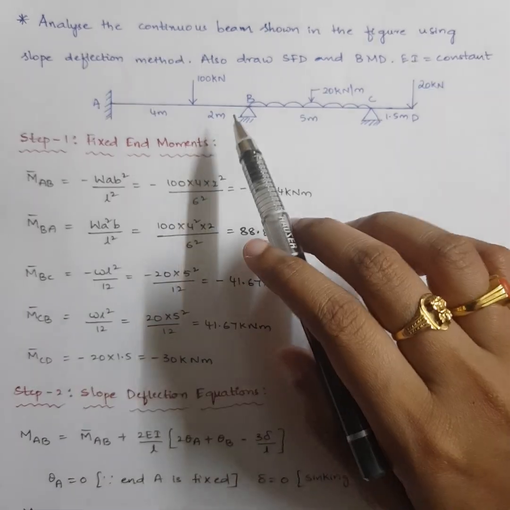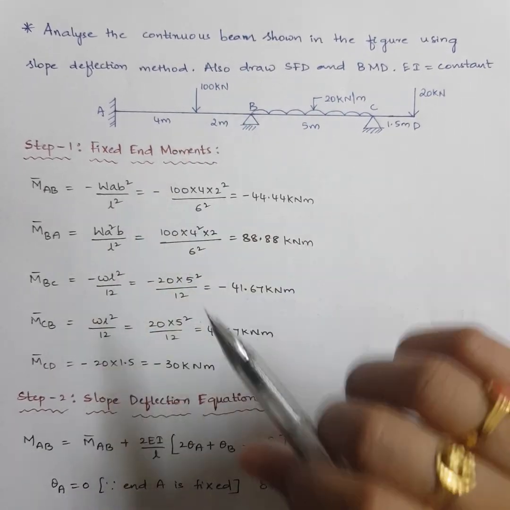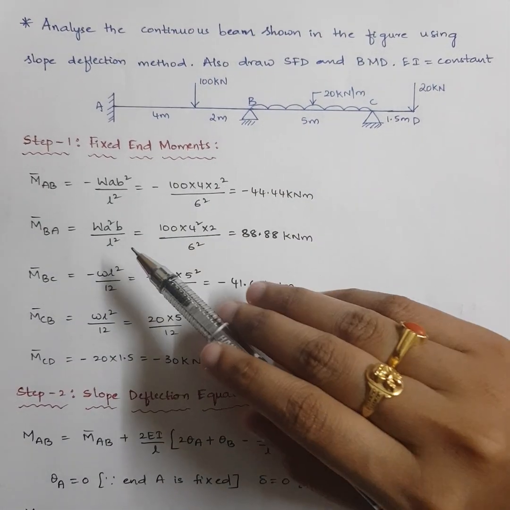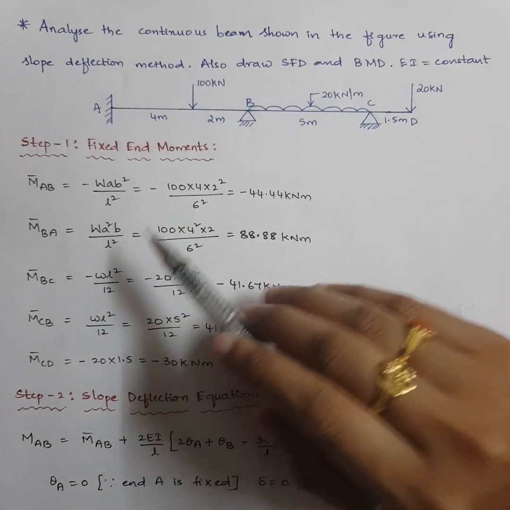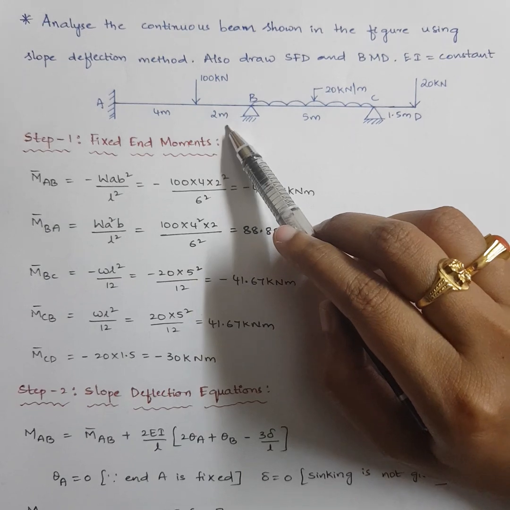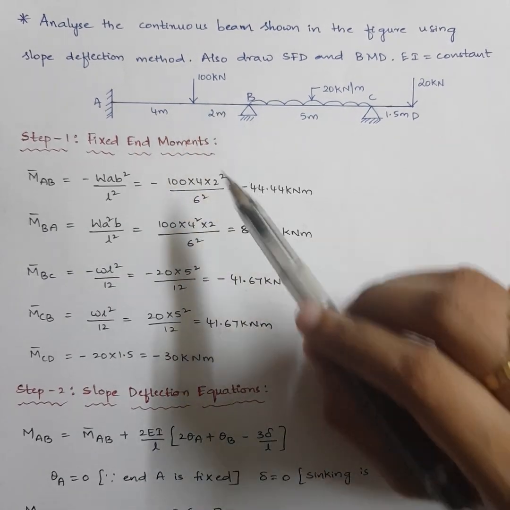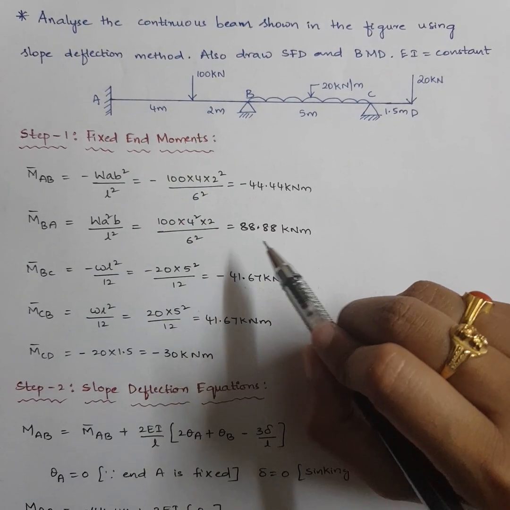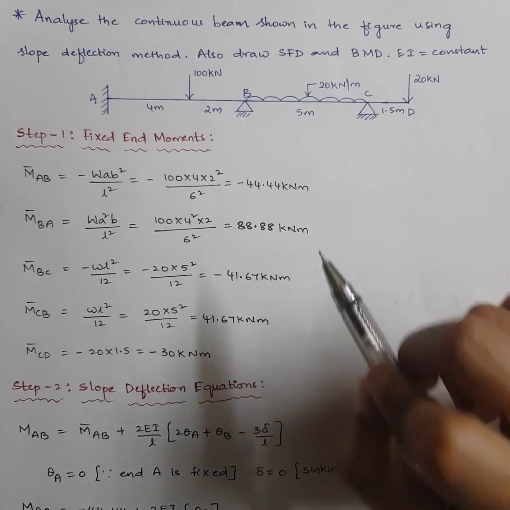Similarly, M bar BA. So it's the moment from B to A, which is the clock moment, and the formula is W A square B by L square. Same, W is again 100, A is 4, B is 2 and span is 6. So substitute the values, you will be getting 88.88 kilonewton meter.